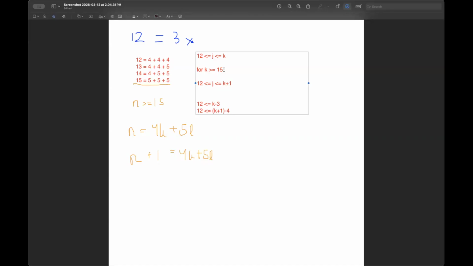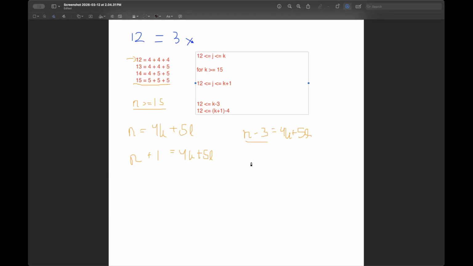Well, what do we know here? We know that because n is greater than or equal to 15, n minus 3 is also of the form 4k plus 5l, right? And n minus 3 is within the range here, because 15 minus 3 is 12, which we know is good. So that means n minus 3 is equal to 4k plus 5l.